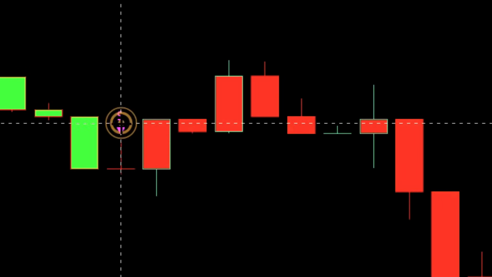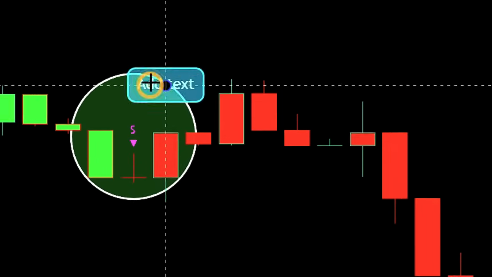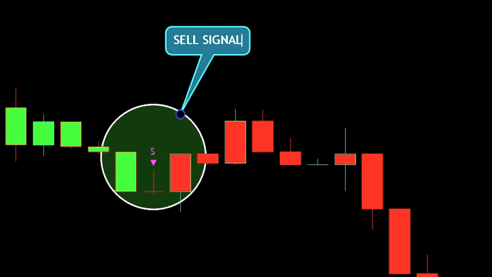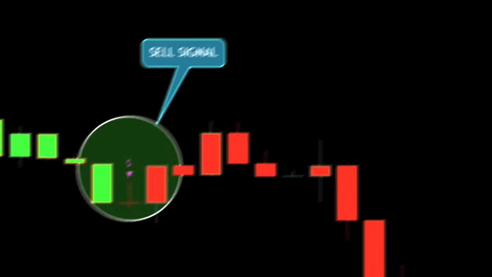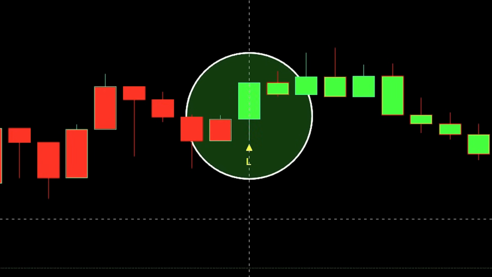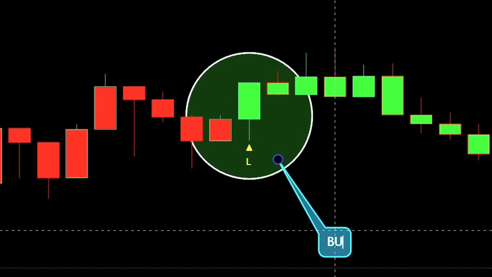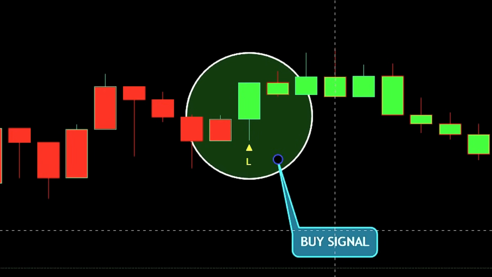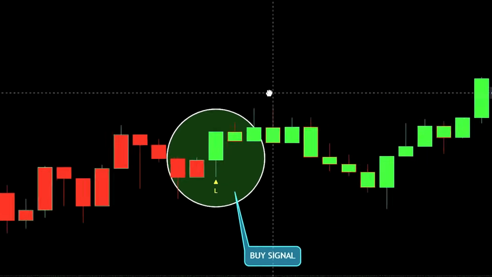So see that S there? That's your short or sell signal, like this one right here on the Bitcoin chart. And then the L, that's for long or buy signals, just like this beauty over here. Pretty straightforward, right? But hold on, hold your horses. We're not done yet, and this is super important.